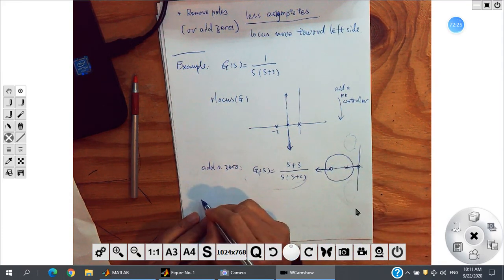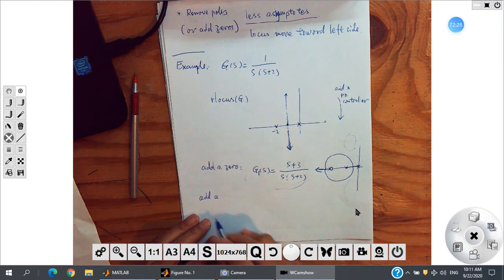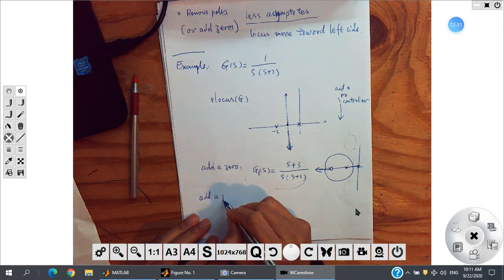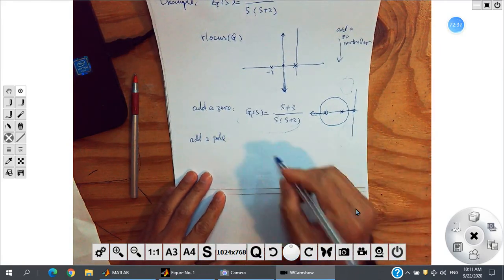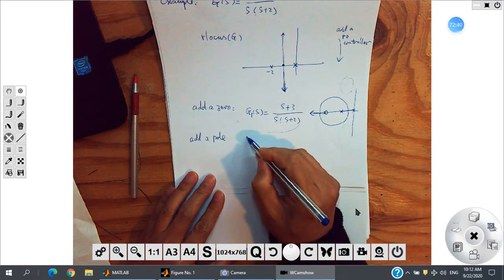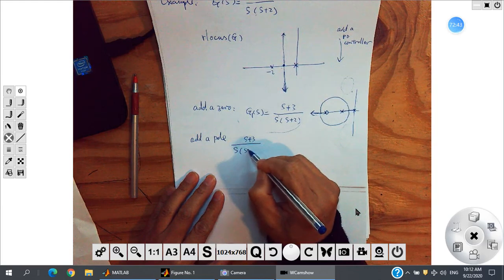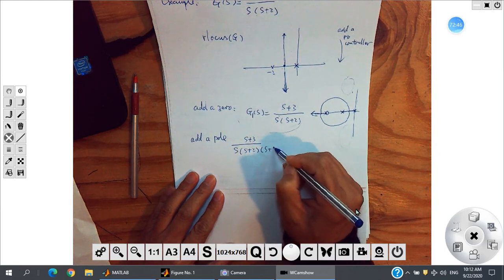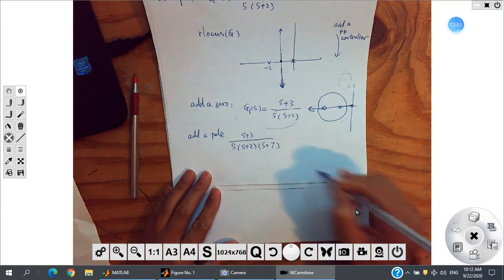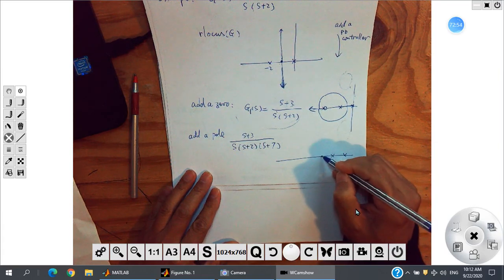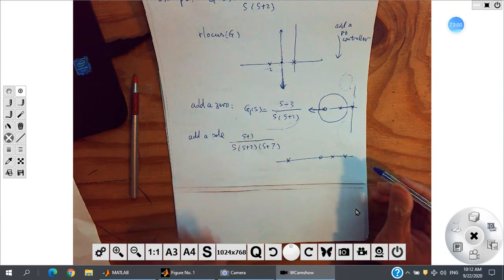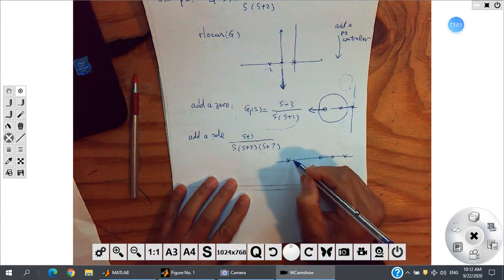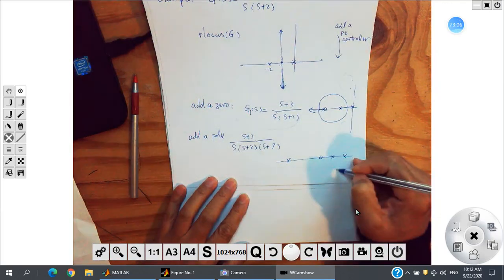If I add more, add a pole back. Then I can have (s plus 3) over s times (s plus 2), times a larger pole, like (s plus 6) or (s plus 7). Then I have a cross, a circle, and another cross like this. Then what will the root locus be? We have two curves, up and down, going to infinity.